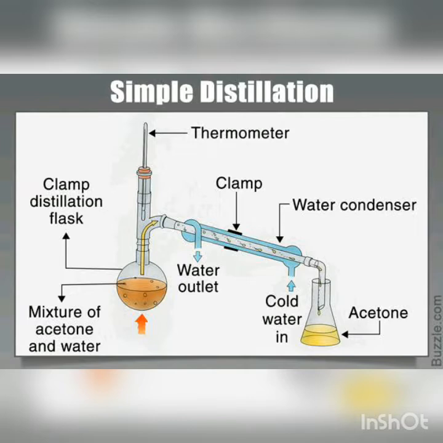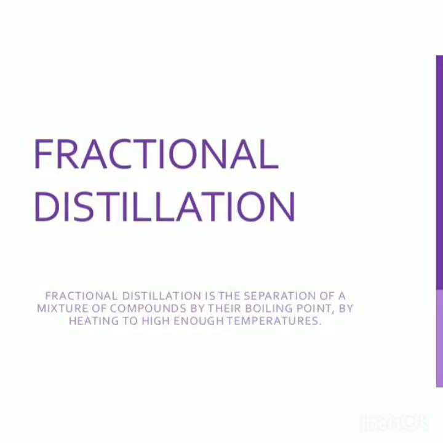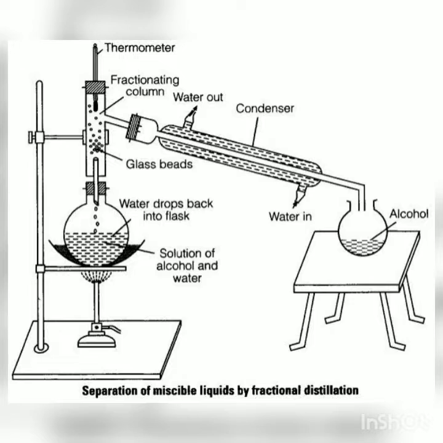For the complete separation of two miscible liquids, the process of fractional distillation is used. So today we are going to start with the new topic, that is fractional distillation. Fractional distillation is the process of separating two miscible liquids depending upon the difference in their boiling points. If two miscible liquids have a boiling point difference of less than 25 Kelvin, then the technique of fractional distillation is used to separate them. If the difference is more than 25 Kelvin, then the simple distillation technique can also be used, which we discussed yesterday.